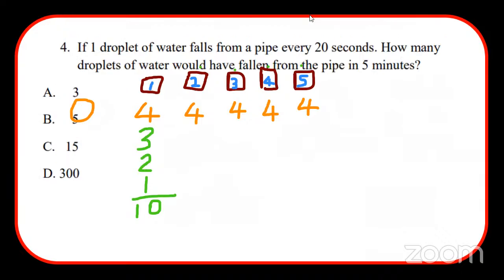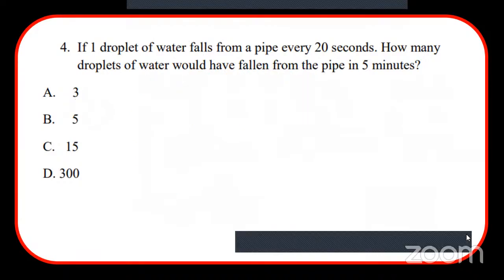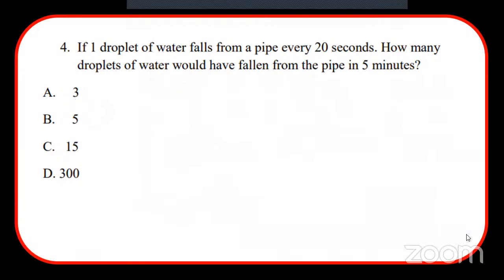All right, so it says, if one droplet of water falls from a pipe every 20 seconds, how many droplets of water would have fallen from the pipe in 5 minutes? Let me hear what you guys think.